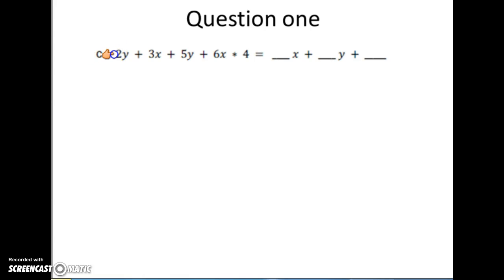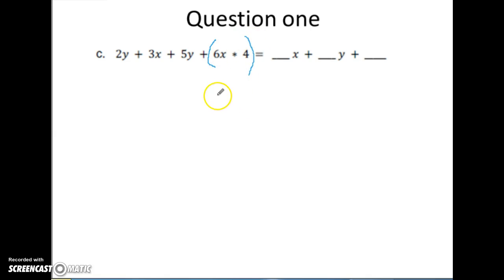So if I have 2y plus 3x plus 5y plus 6x times 4, what was going on here is this times 4 wasn't happening for people. So in my live Class Connect, I did let everyone know that that was a times symbol on the keyboard, but that might have been something that you missed. So the first thing that I would want to do is do the multiplication because it's order of operations.